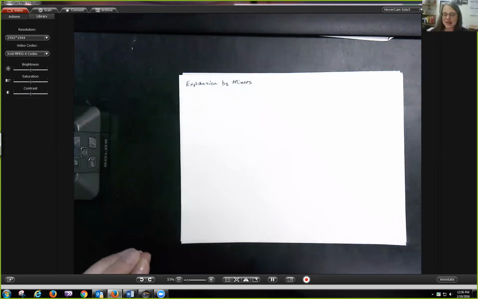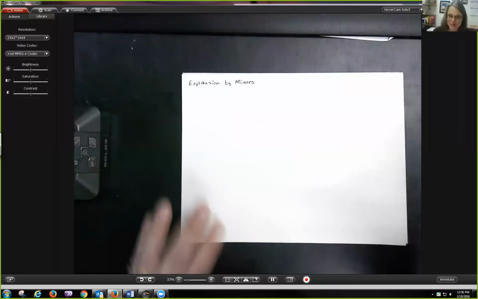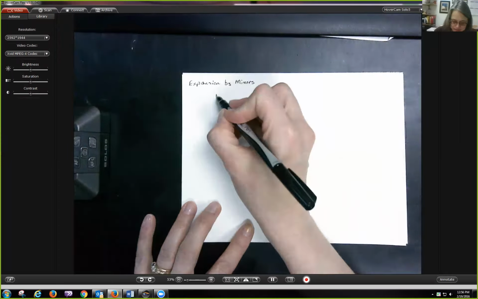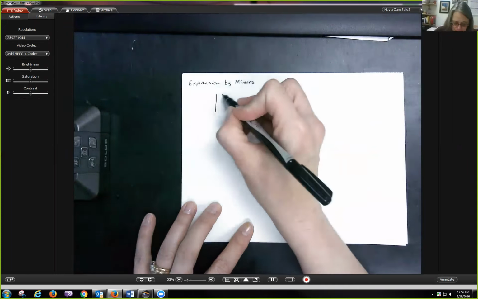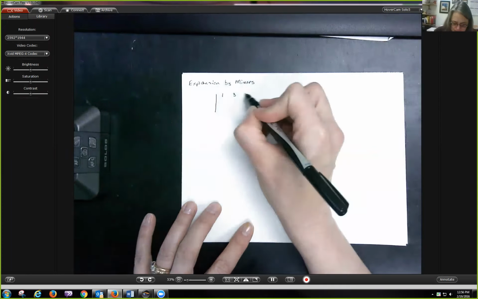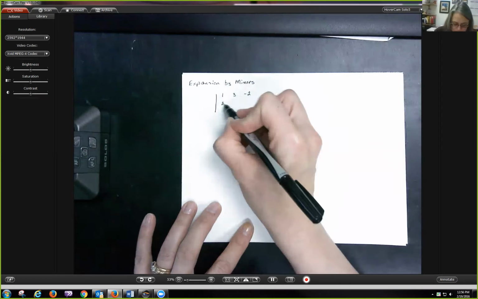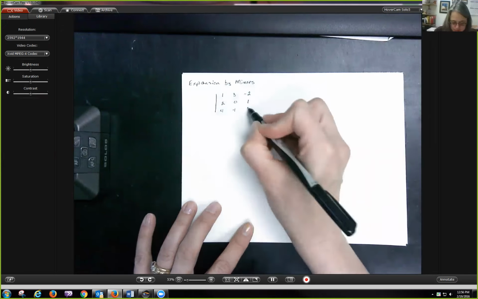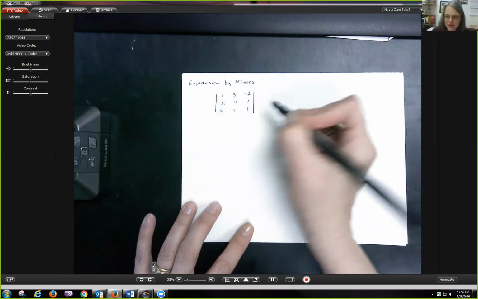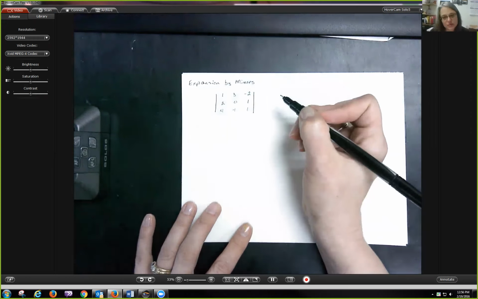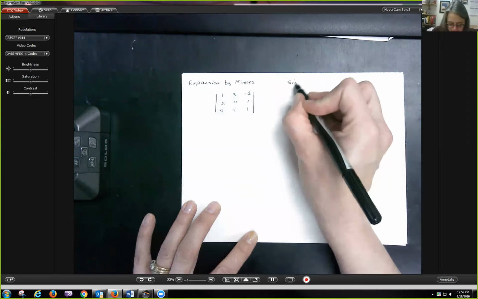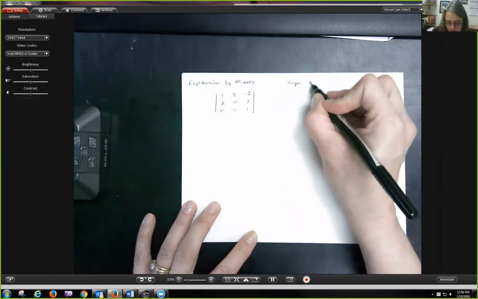So let's take a 3 by 3 determinant. And again, I'm not going to do the ABC version because that gets really confusing. We're going to use numbers. And we're going to use 1, 3, -2, and 2, 0, 1, and 4, -1, 1. Now the other thing we have to do when we find determinants using expansion by minors is we have to talk about a sign array. And the sign array always looks the same.